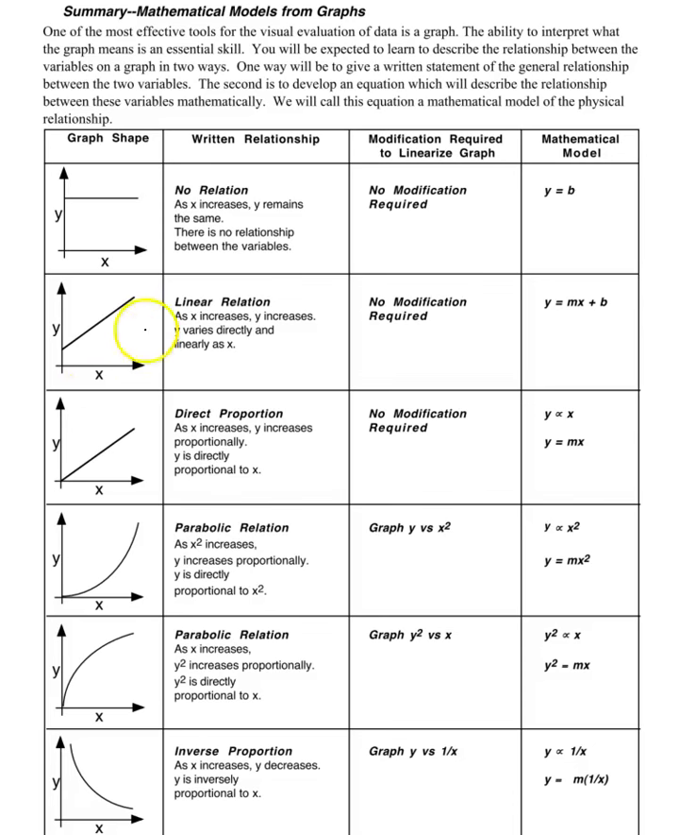If you end up with a plot that is a linear relationship with a significant y-intercept, then in this case we call this a direct linear relationship between y and x. It's not a direct proportion, it's a direct linear relationship between the two variables. You could simply say that y and x are linearly related to one another.